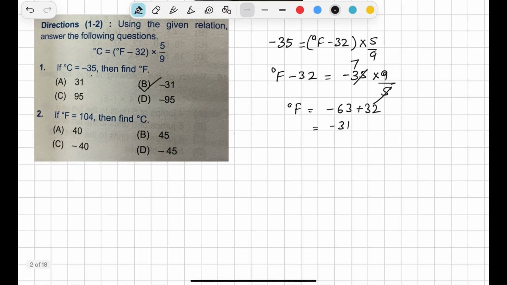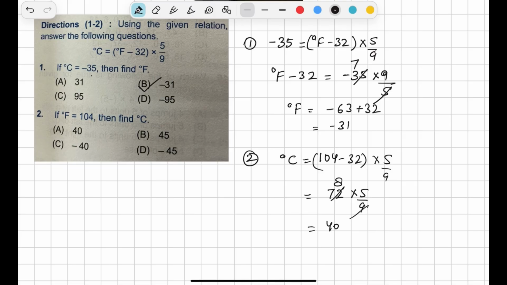Okay. The next one is, if degree Fahrenheit equals 104, then find degree centigrade. So here what we will do, again you have to just substitute for degree Fahrenheit. So 104 minus 32 into 5 by 9. This is 72 into 5 by 9, which is nothing but 40. So this is the correct answer.